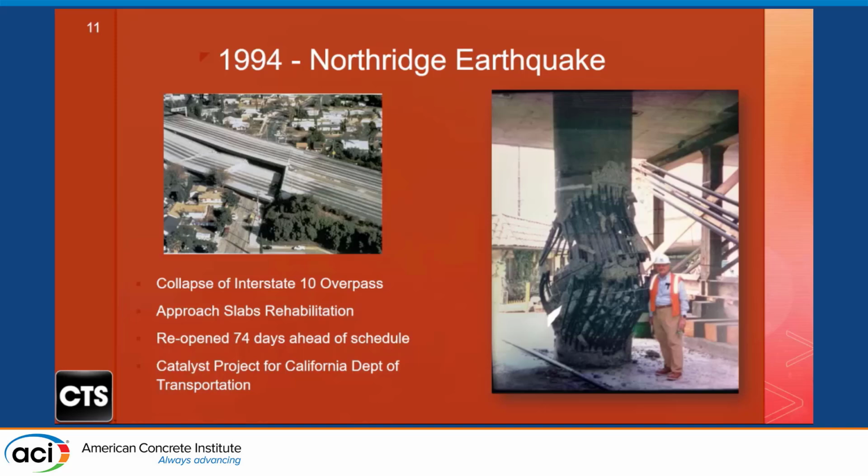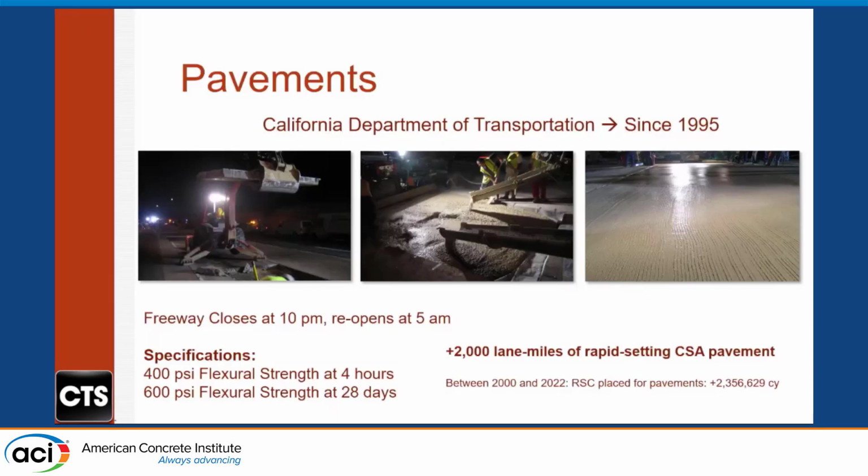That was the catalyst, at least in California, the project that really opened the eyes of the Department of Transportation, Caltrans, to say, okay, this is a real alternative that we can use. And from there, from 1995 to now, there have been more than 2,000 lanes replaced with BCSA cement, and counting.